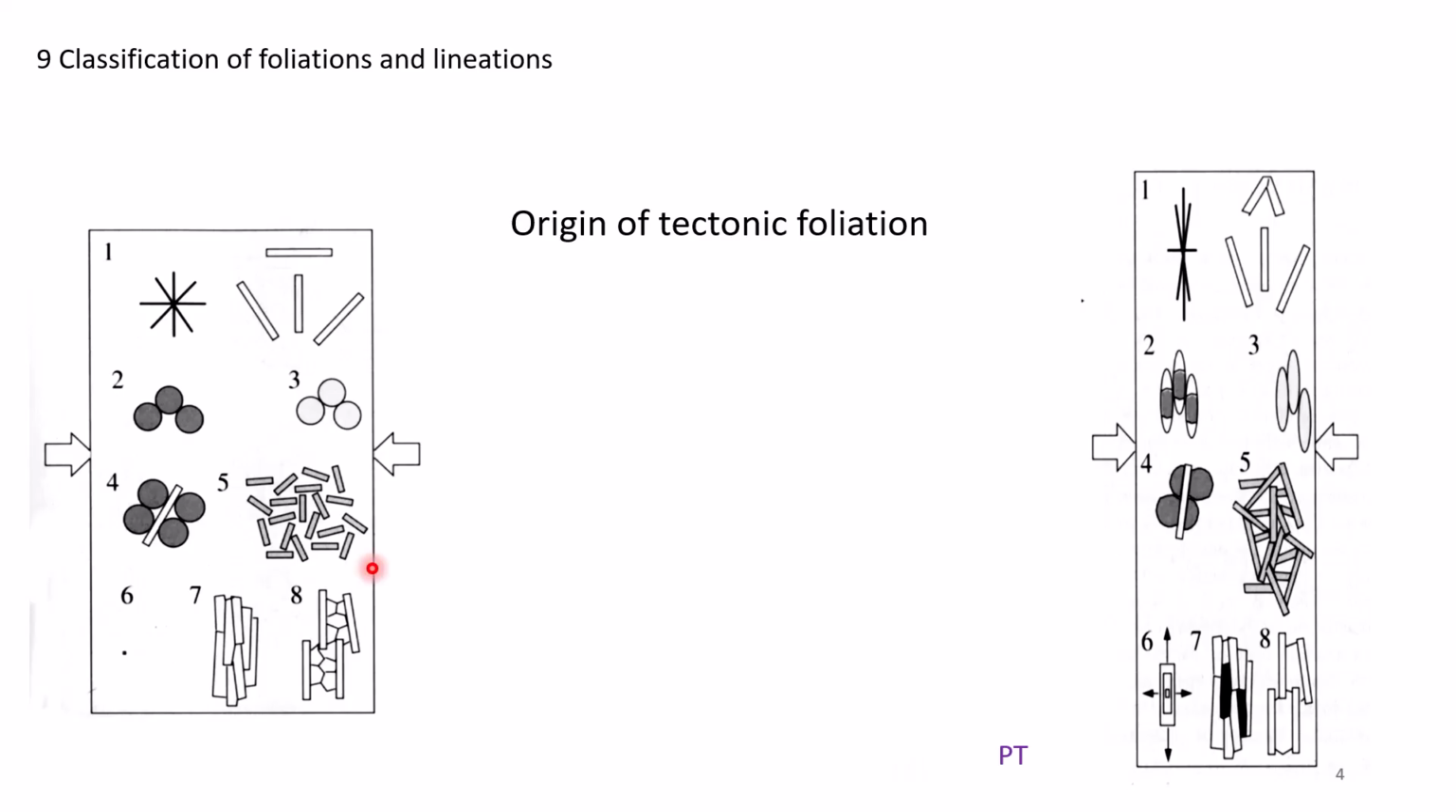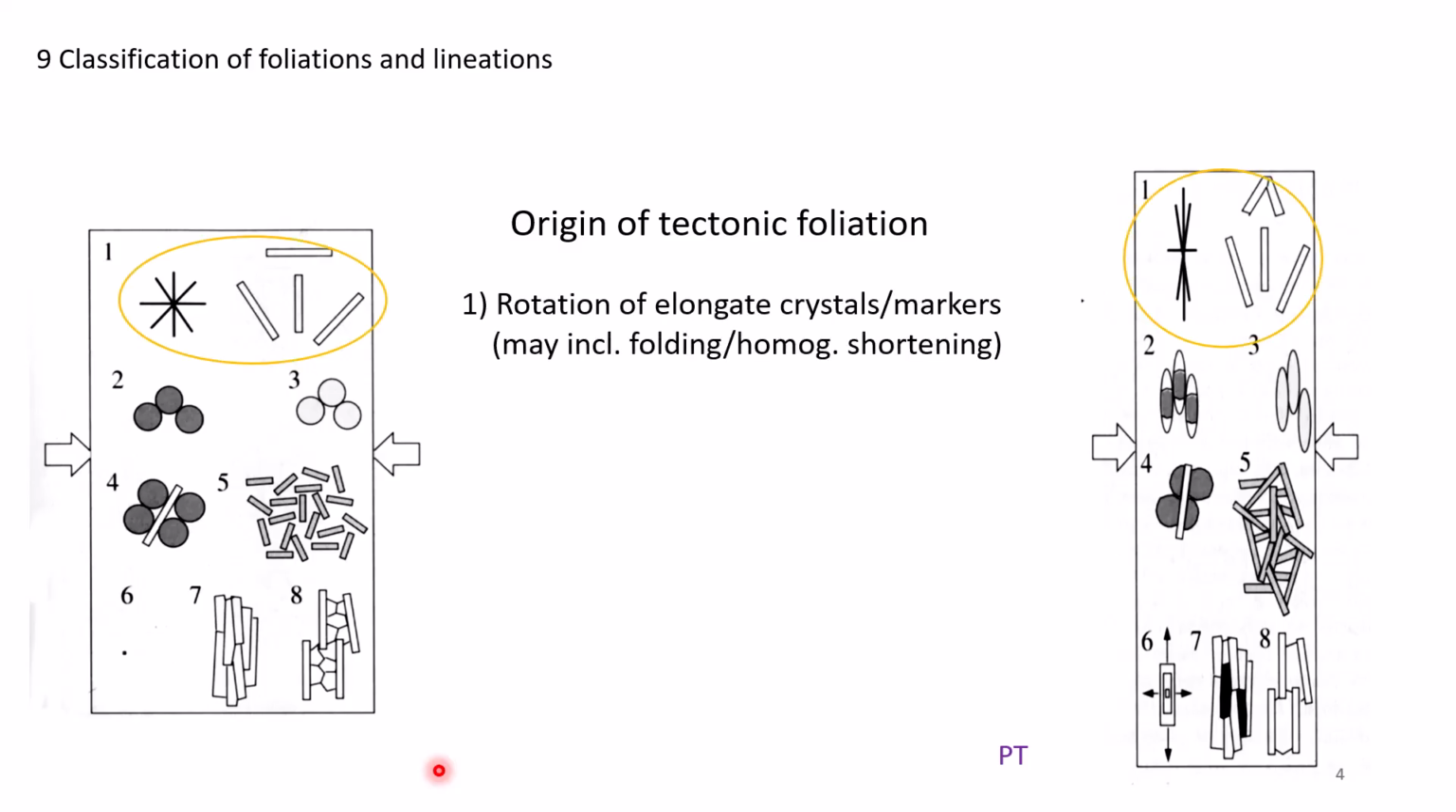This diagram lists the most important ways in which foliations can form, and they come from Passchier and Trouw's beautiful textbook. Let's discuss them one by one. Here we see two examples of more or less randomly oriented markers. These could be fairly small scale markers with a random orientation in a rock. They also could be larger prismatic crystals, for instance, feldspar phenocrysts in a granite.